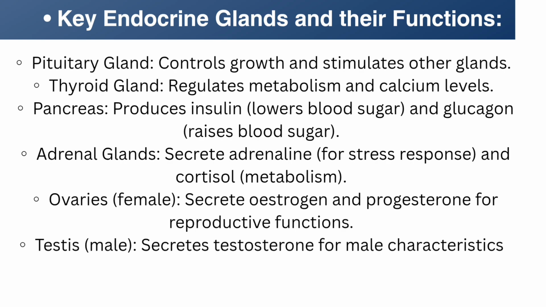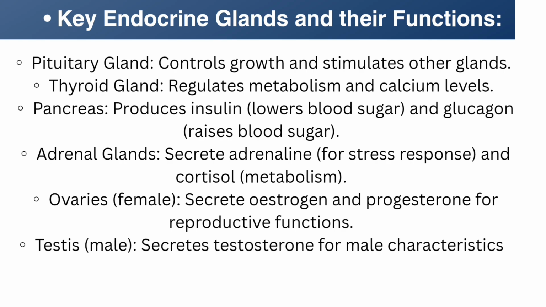Here are some key endocrine glands and what they do. Pituitary gland. Known as the master gland, it controls growth and other glands. Thyroid gland. Regulates metabolism and calcium balance. Pancreas. Makes insulin to lower blood sugar and glucagon to raise it.